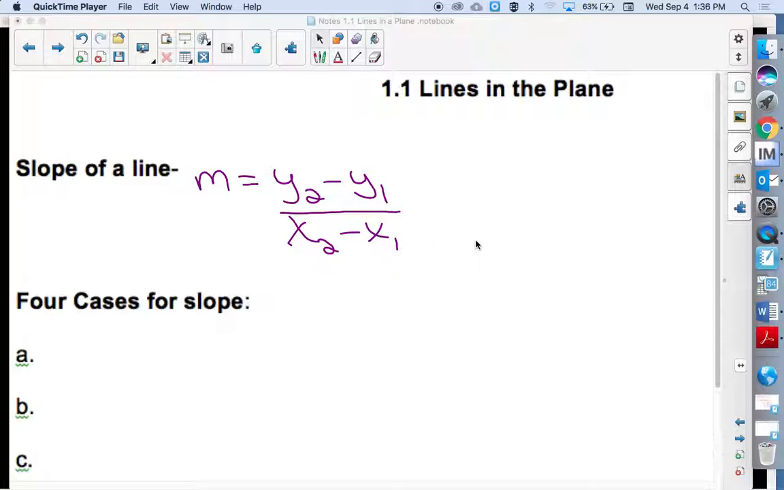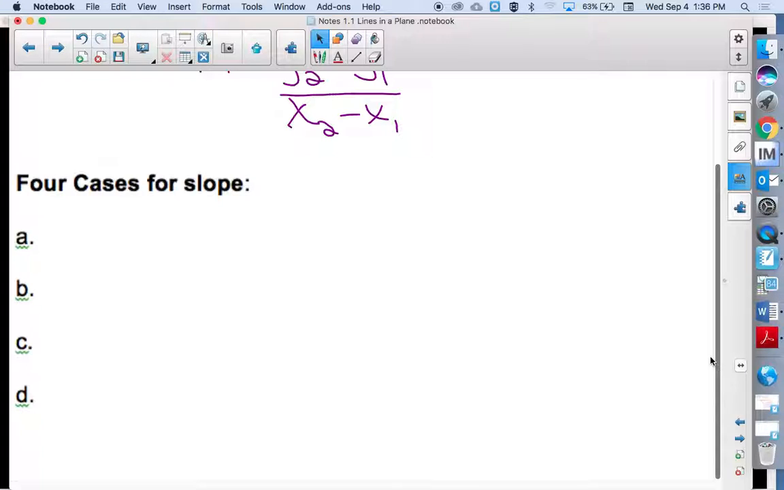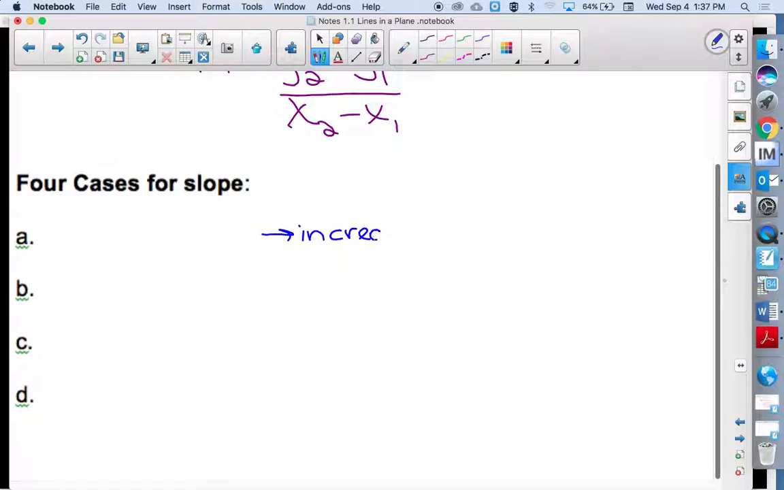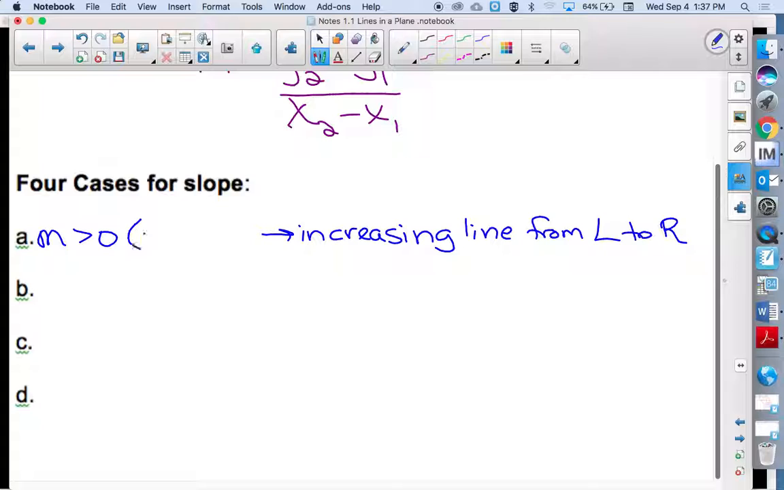For slope, give me one case of slope. Allie, what do you have for slope? It's increasing or growing. So she said it's increasing. What kind of number would it have to be for it to be increasing, Allie? A positive. So if the slope is positive or bigger than 0, you have an increasing line.